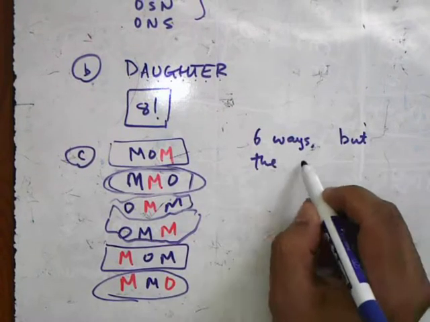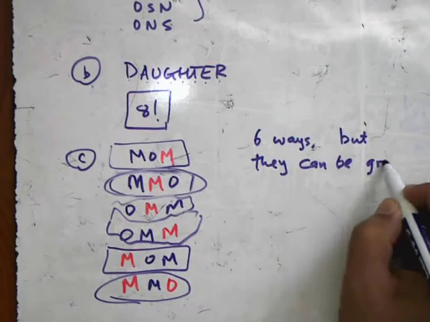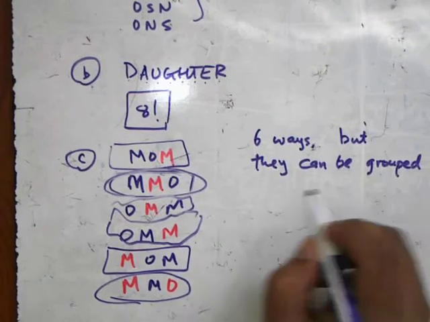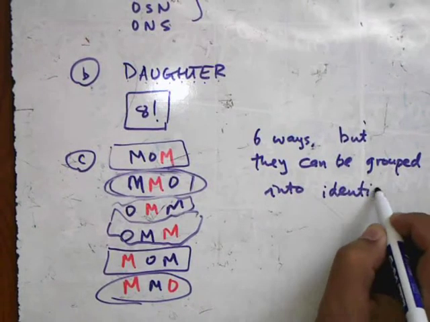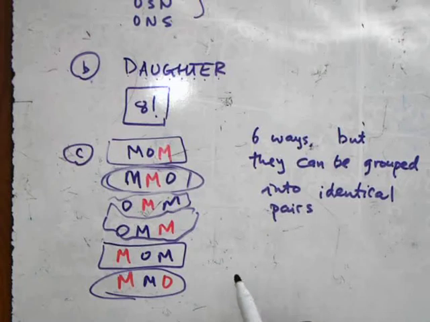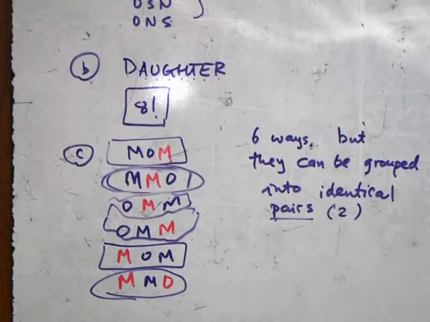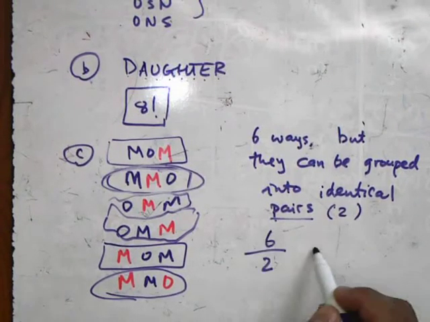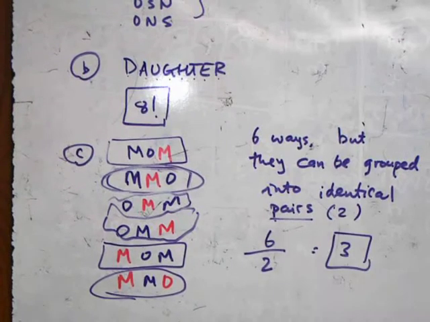And so there are 6 ways, but they can be grouped into identical pairs. In pairs, so this is pairs of 2. So really there's just 3 ways. So there's 6 over 2, so that's just 3 different ways. Okay, and that's really the answer.